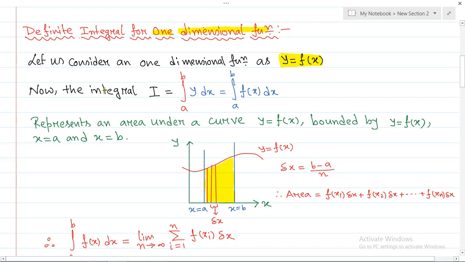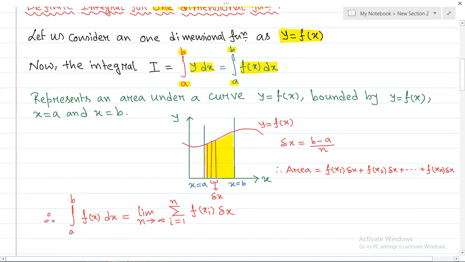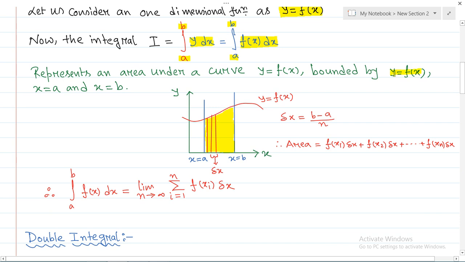Now the definite integral we have usually seen in this structure, that is integration from a to b of y dx. In place of y we can write f(x), so it can be written as integration from a to b of f(x) dx. All of you are habituated with this integration. Now what does this integration from a to b of f(x) dx represent? Basically this integration represents the area under the curve y equals f(x), which is bounded by the function y equals f(x) along with the boundaries, that is x equals a and x equals b.